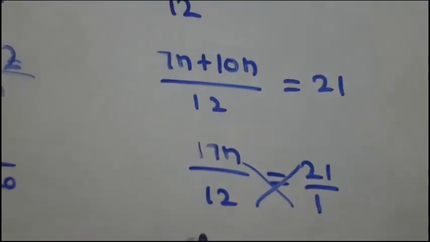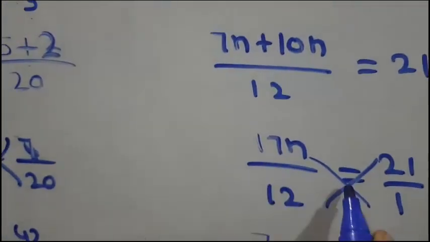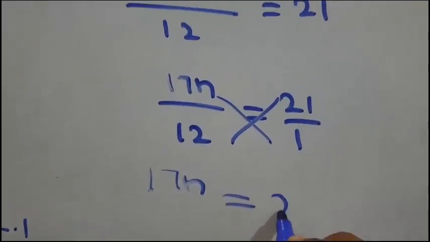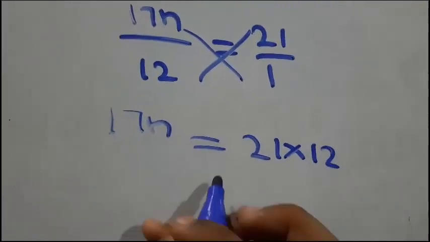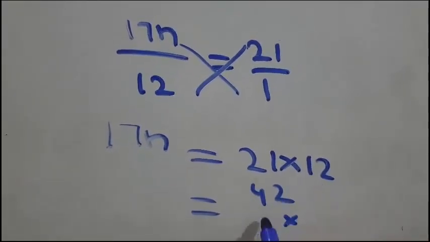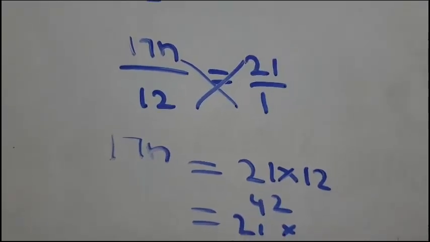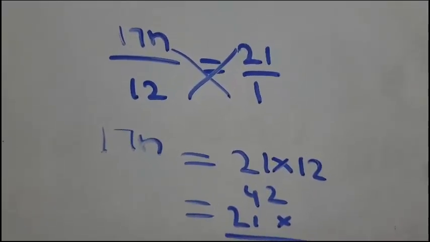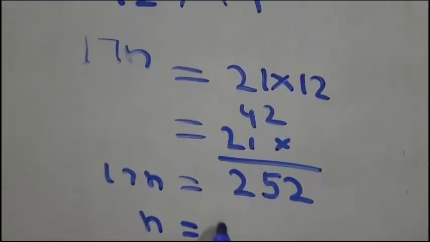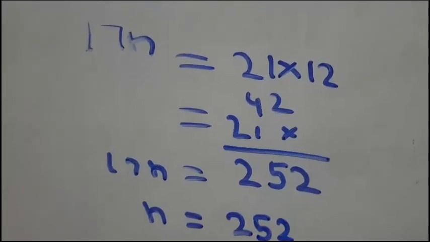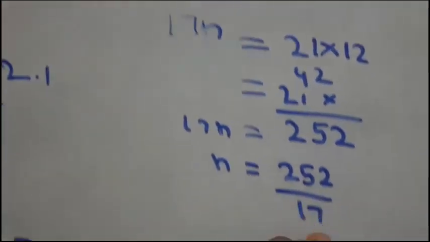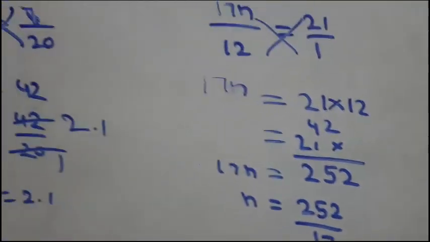We have to do cross multiplication. 17n into 1, 17n only will come, equals 21 into 12, which is 252. n equals 252 by 17. The second question answer is 252 by 17.